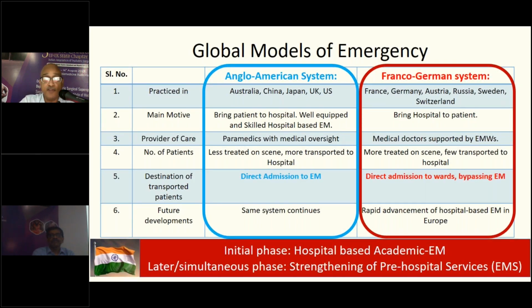The initial phase is hospital-based academic emergency medicine. So this is what India is doing. But in the later phases and the simultaneous phases, in some places, it is strengthening the pre-hospital emergency medical service as well. So in India, hospital-based academic emergency medicine is the way forward for now, with more enhanced and developed pre-hospital emergency medical services.